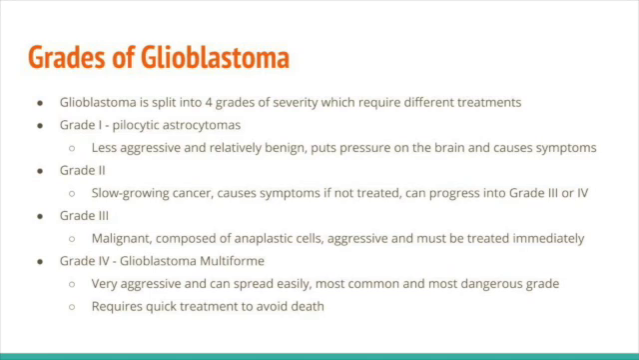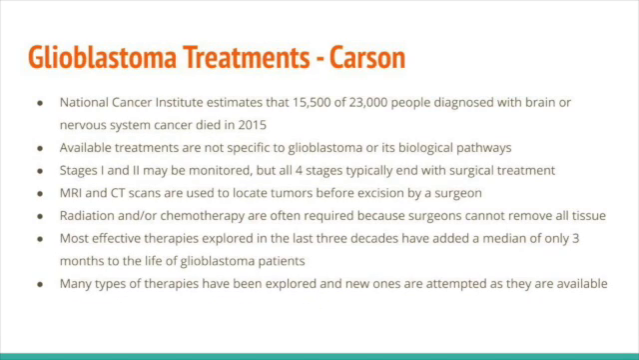Grade 4 gliomas are called glioblastoma multiforme. They are very aggressive. They can spread easily. Sadly, this is the most common form, also the most dangerous, and without quick treatment, it can quickly lead to death. The current treatments for glioblastoma are not very particular to the actual disease. They're more general solutions to fix all different types of cancer.